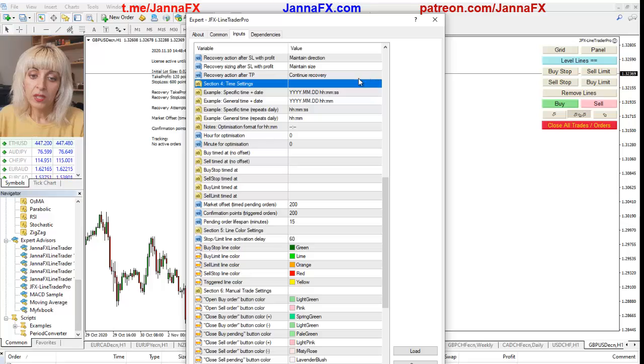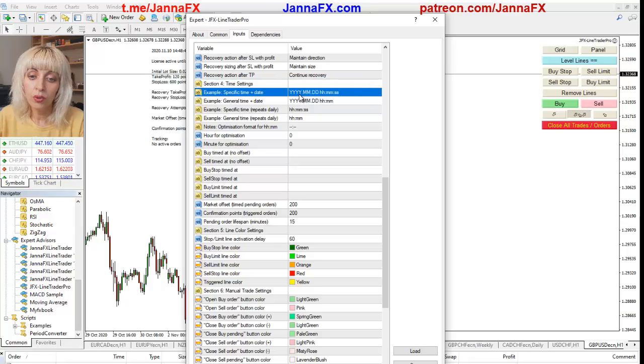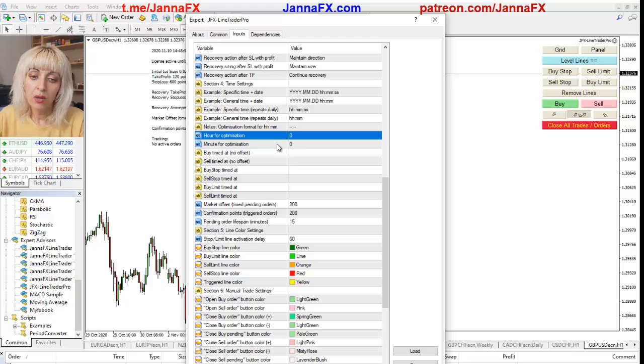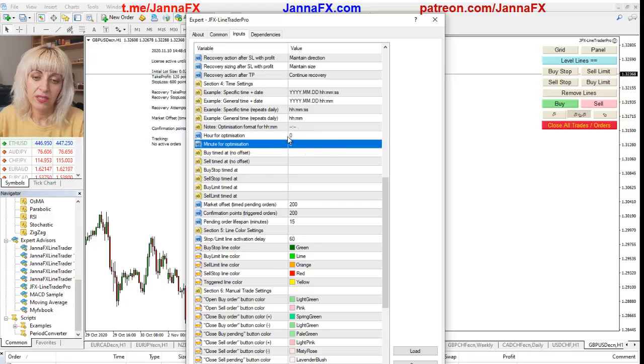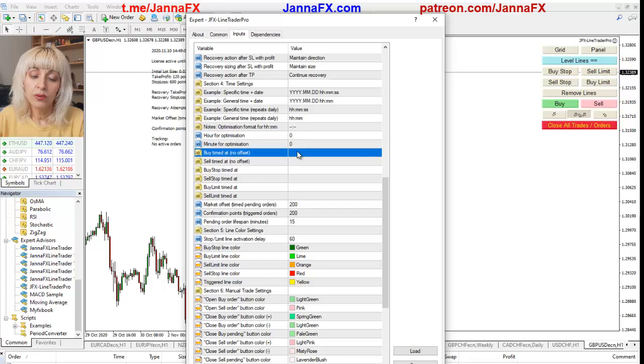So next section is, guys, time settings, and also these are only examples. Do not touch them. Do not touch any of this. That optimizations format or hours of optimization, this is all for the back testing. Also, don't touch anything of it. It's only for the back test. These ones are all examples of how you can place your orders if you need to do it by times.